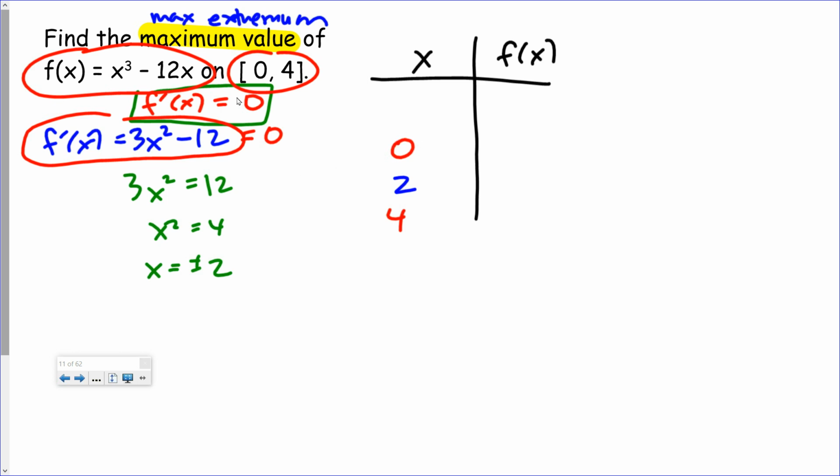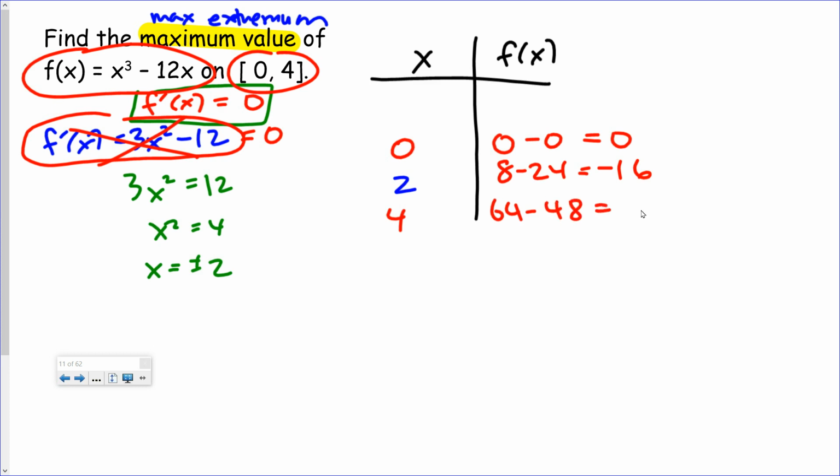So guys, when you put in 0 here, do you see you get 0 minus 0, which is 0? You guys good with that? Okay, I'm going to cross this out just so I don't accidentally use it. If I put a 2 here, I'll get 8 minus 24, which is negative 16. And if I put a 4 in here, I'll get 64 minus 48, which, 64 minus 48, what do you got, 16? Is that right, guys? Okay, 16.